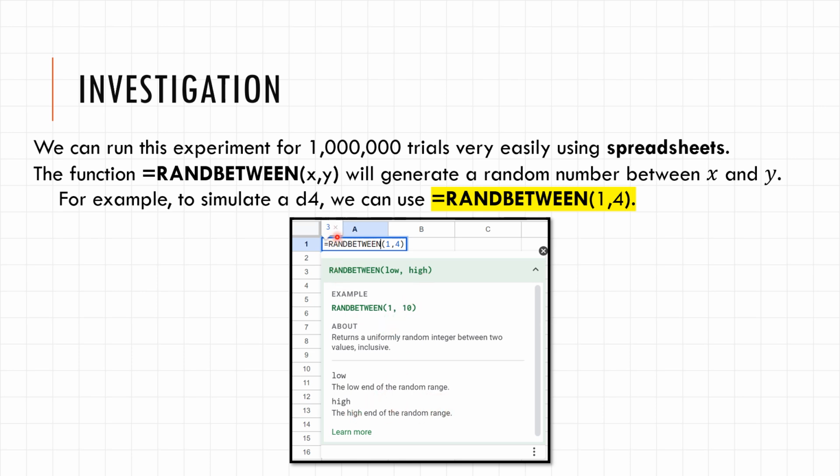And then it gives you an example of what it's going to output. It calculates it for you. It says, okay, a random number between 1 and 4. Okay, I'll give you 3. But this could be any number from 1 to 4.